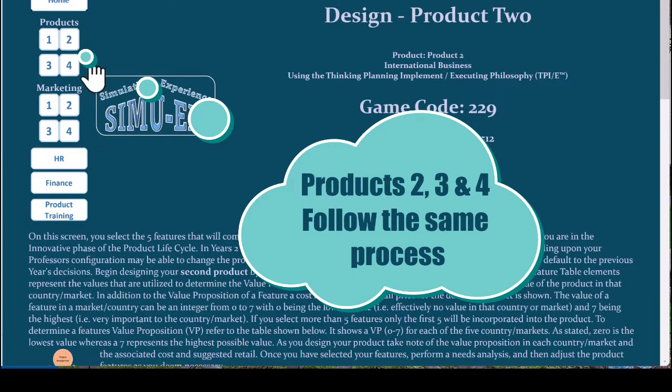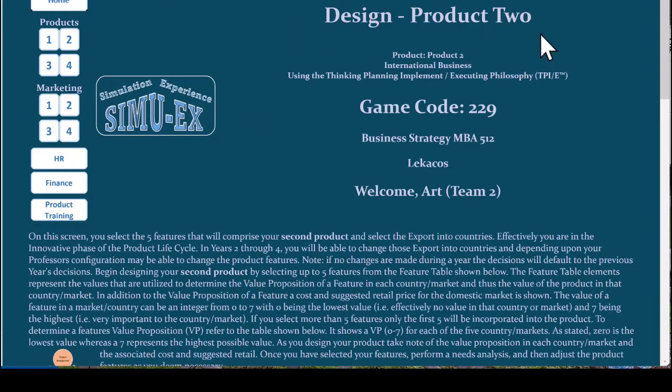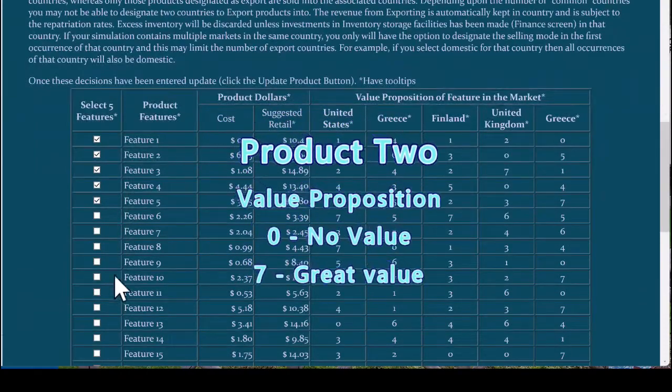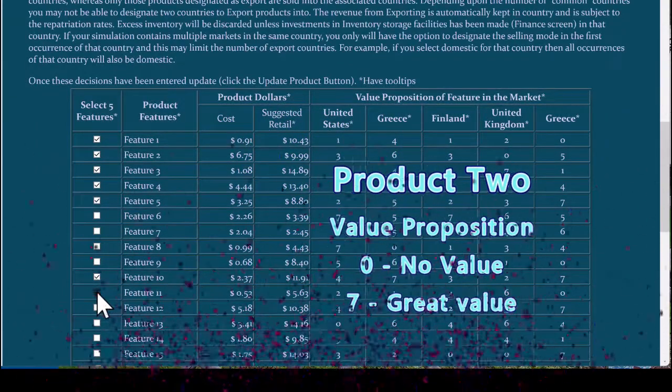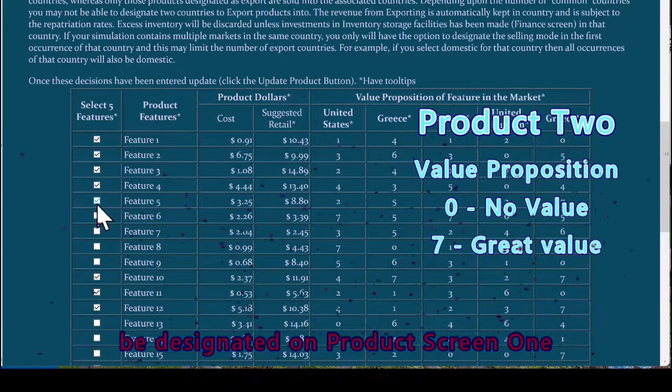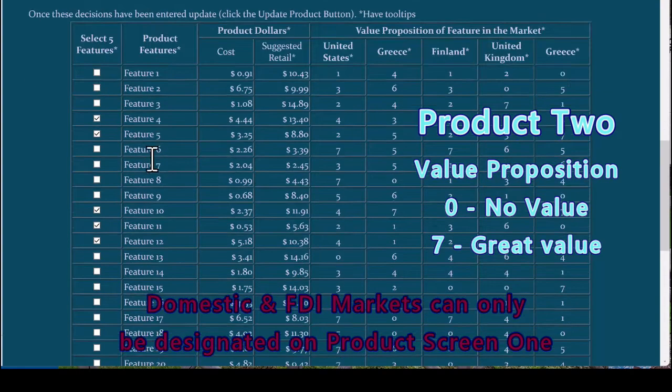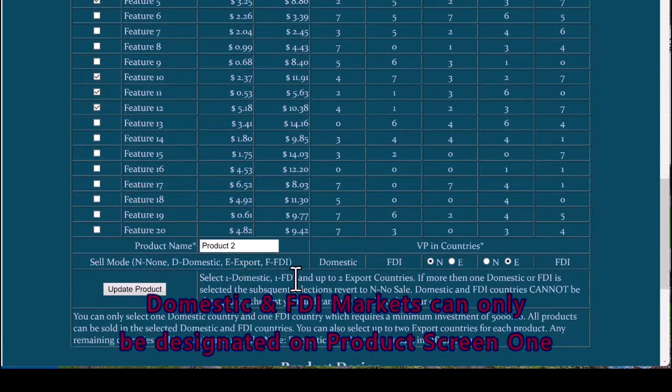Let's go ahead and take a look at product 2. Product 2 is very similar to product 1, except, as you will notice on the screen, it does not have the capability to determine domestic and FDI. Again, here you would select the features most appropriate for this particular product and the market that it is intended for. Again, you can name the product. You could select whether it will be exported into a country or not. But if you notice, the domestic and the FDI remain the same as for product 1. You can name the product again for clarity purposes.